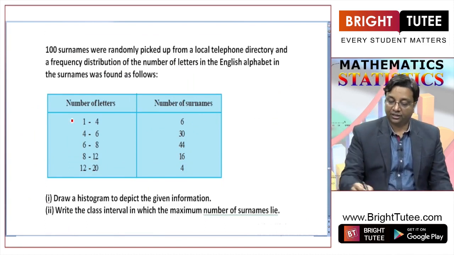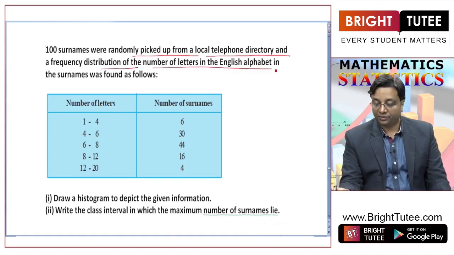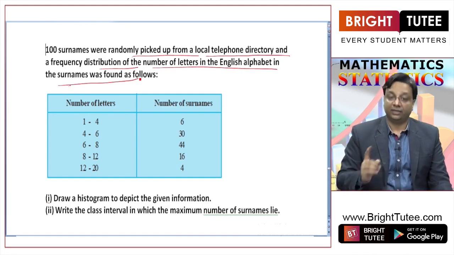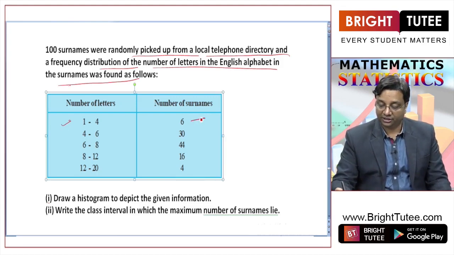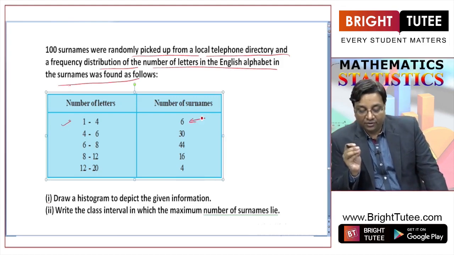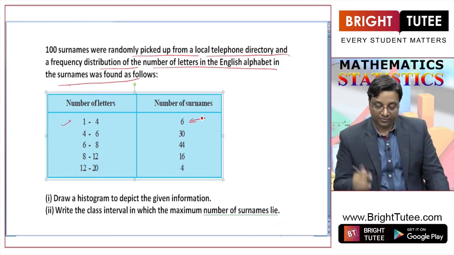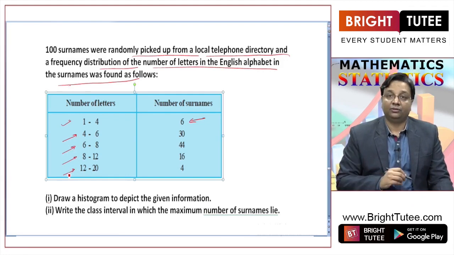100 surnames were randomly picked up from a local telephone directory, and a frequency distribution of the number of letters in the English alphabet of the surnames was found as follows. So the number of letters were 1 to 4 in 6 surnames. 6 surnames were such which had number of letters from 1 to 4. Similarly 4 to 6, 6 to 8, 8 to 12 and then 12 to 20.